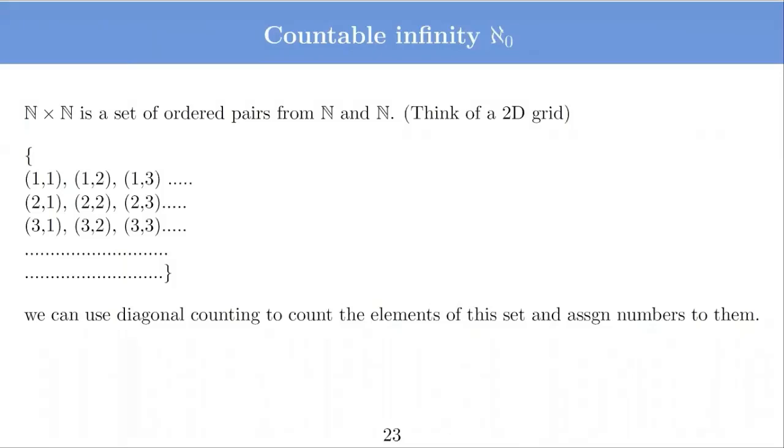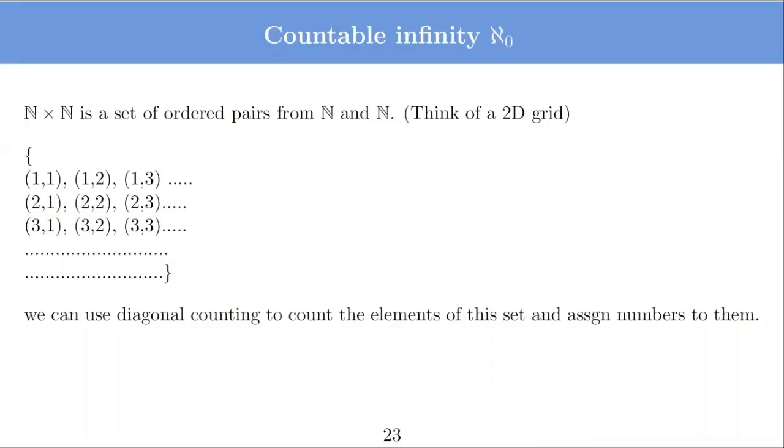So N cross N is the set of all pairs where one element is from N and another element is also from N, right? So what can be the elements? They can be 1 comma 1, 1 comma 2, 1 comma 3, like this, 1 comma n and up to infinity. Then you take the second element of the first set, 2, and then you take all elements of the second set N. So this will be 2 comma 1, 2 comma 2, 2 comma 3. Similarly 3 comma 1, 3 comma 2. So it is infinite both in the horizontal and the vertical direction.